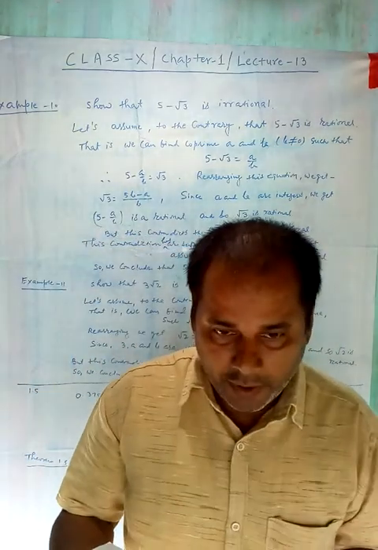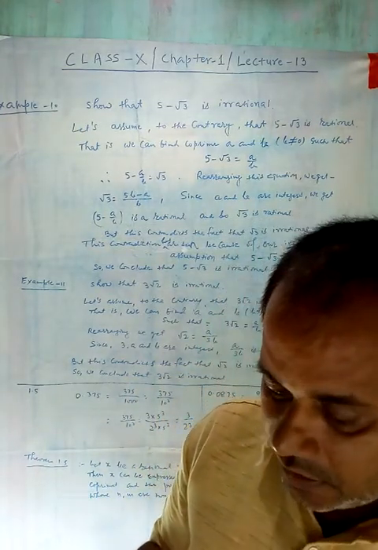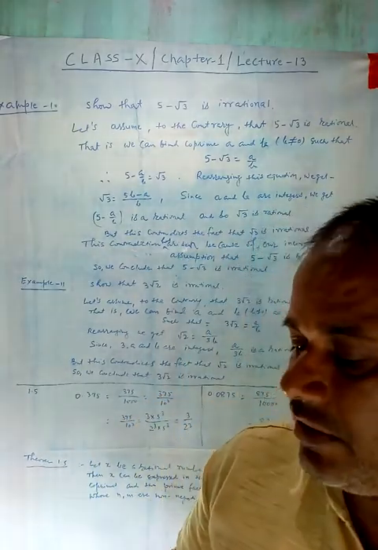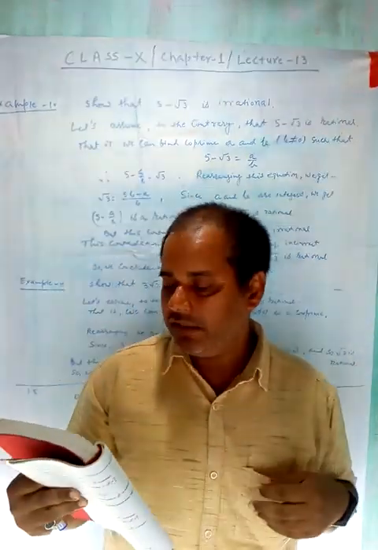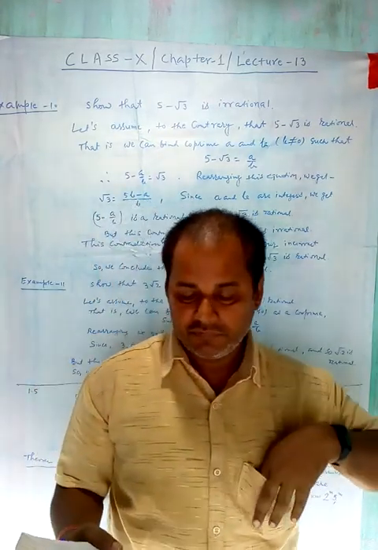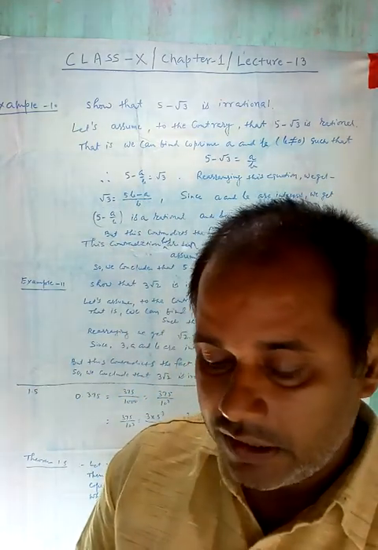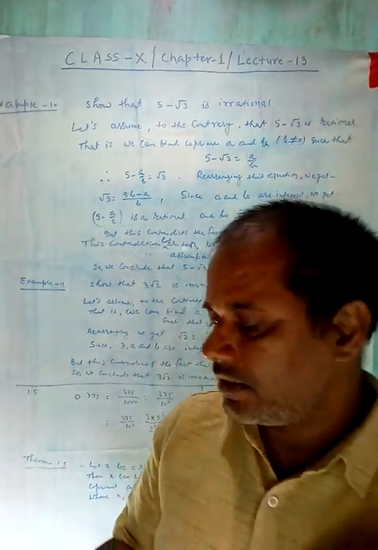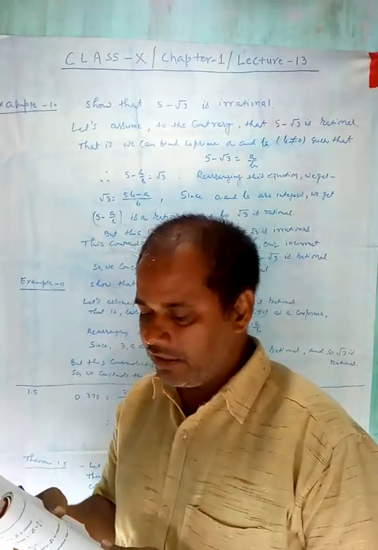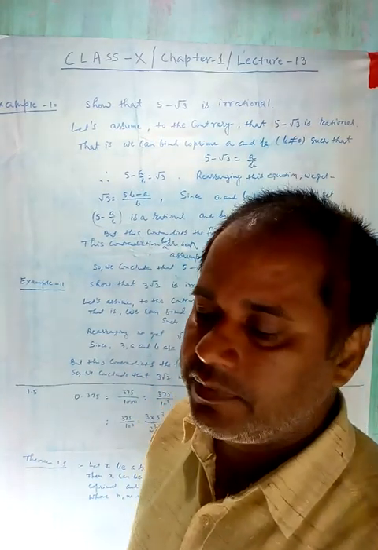Exercise 1.3: you have to solve all the questions of this exercise. The next topic is 1.5, revisiting rational numbers and their decimal expansions. In class 9, you studied that rational numbers have either a terminating decimal expansion or a non-terminating repeating decimal expansion.